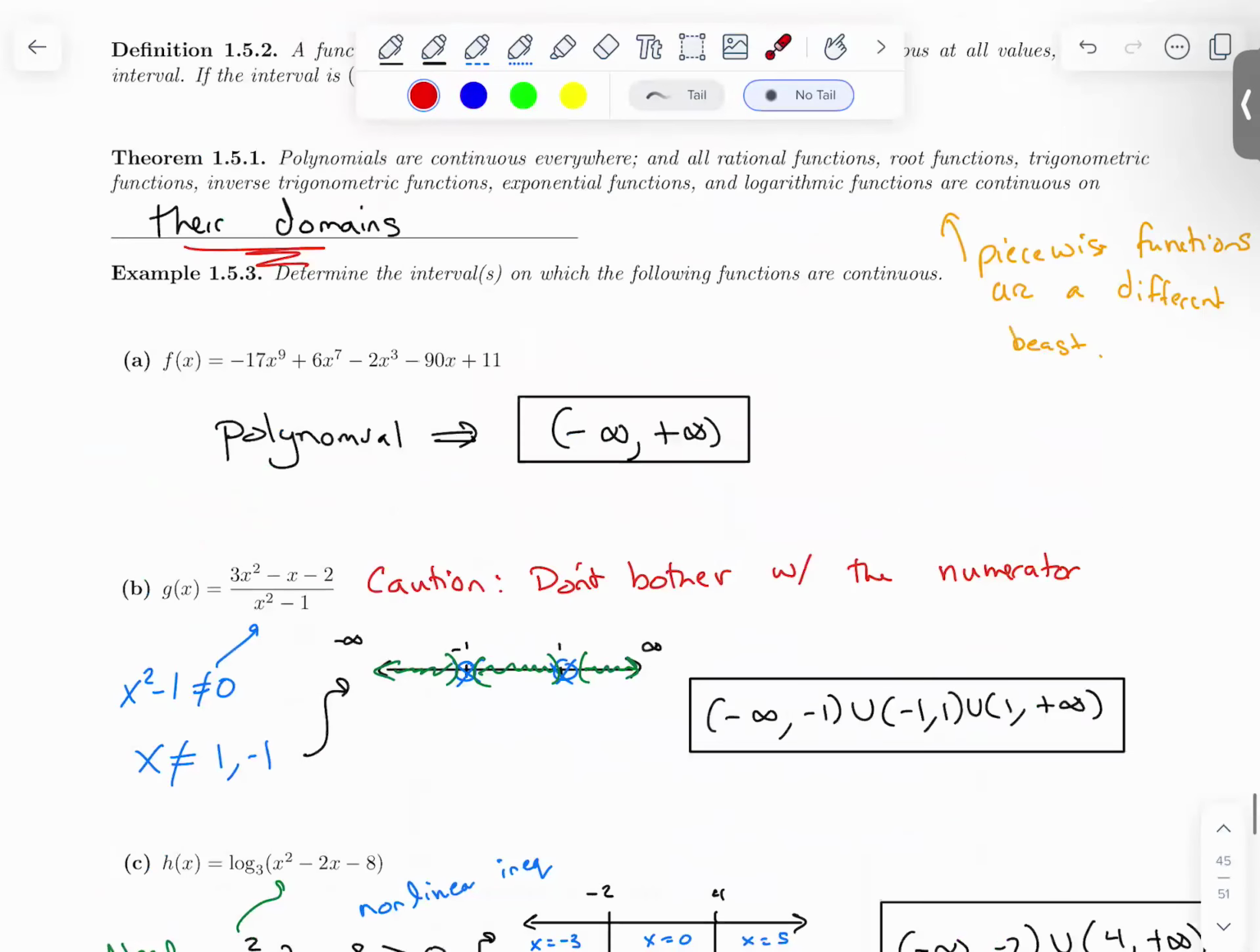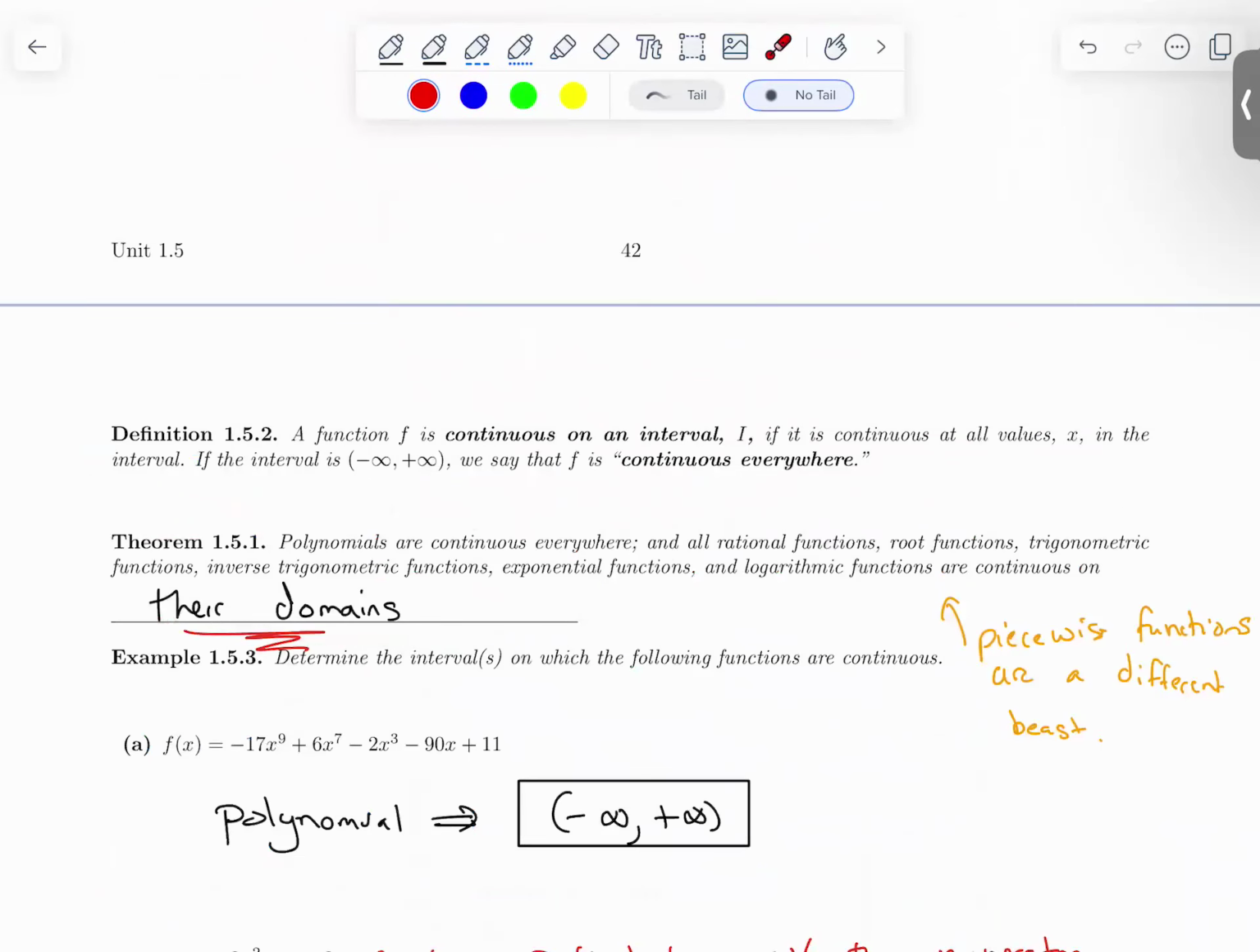So when we go back to this polynomial, like every function we know and love, or hate in your situation, they're continuous on their domains, but piecewise functions are just the special case.